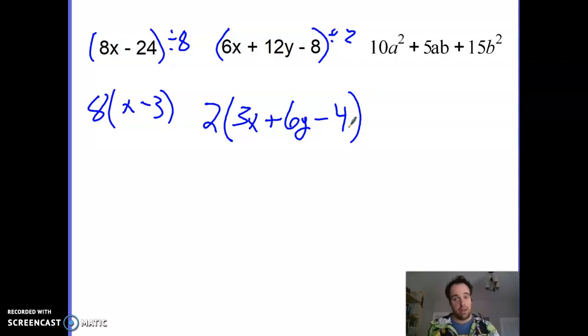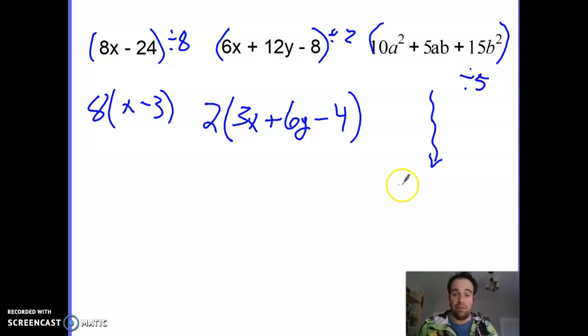The last one, very complicated, or at least looks so. 10a squared plus 5ab plus 15b squared. I'm just going to drop this down a little bit farther down here so you don't get confused. Okay. Now the biggest coefficient I can take out of all of these is going to be a 5. 10, 5, and 15 can all be divided by 5. Then I check for variables. I say, okay, can I take out anything here? Well, I check here. There's a's and a's, but there's not an a over here. And b is only in these 2, so I really can't take anything out. All I can take out is the 5.